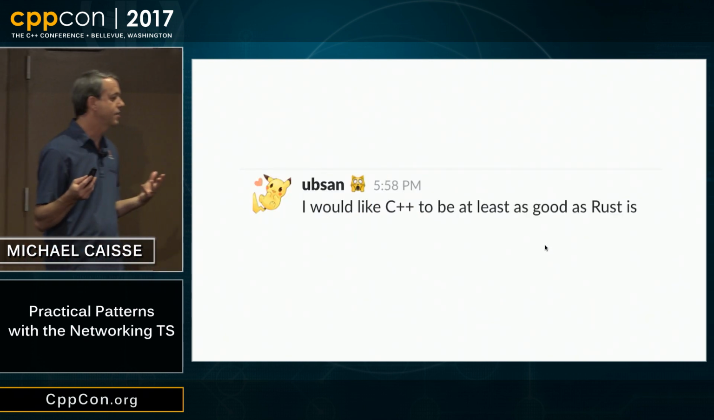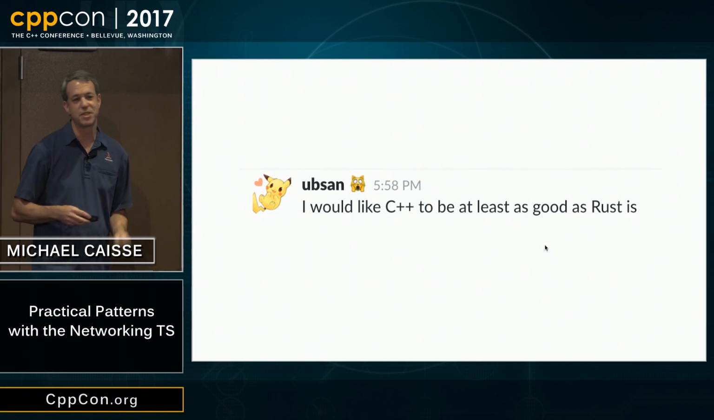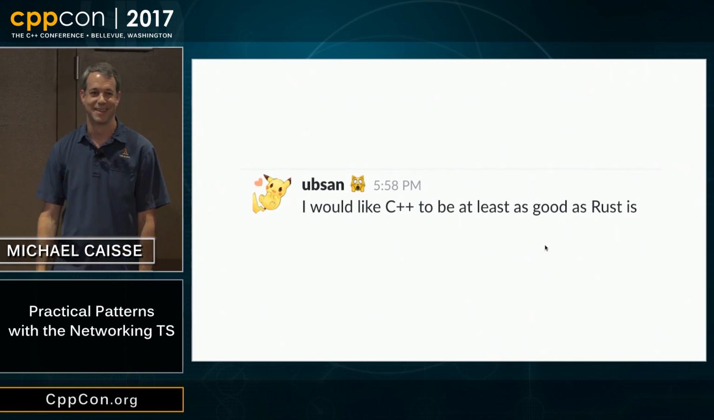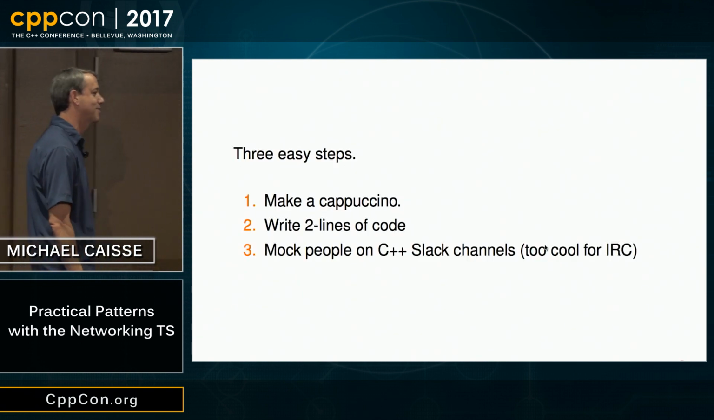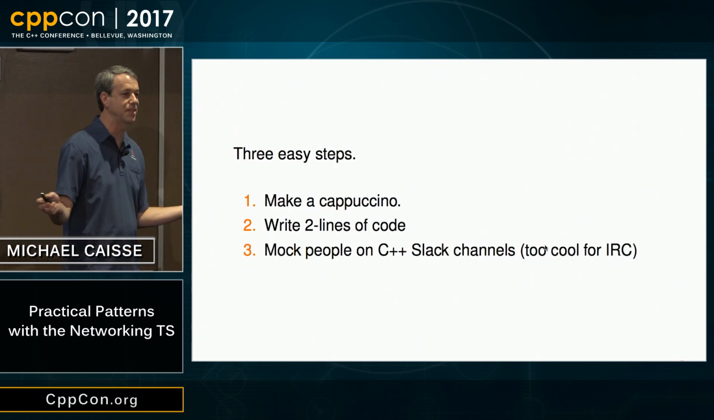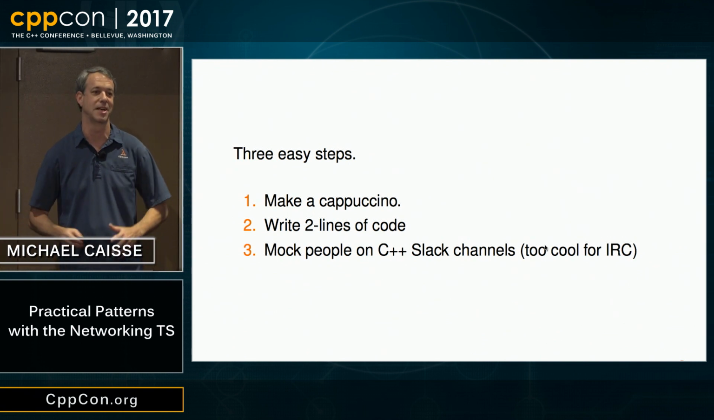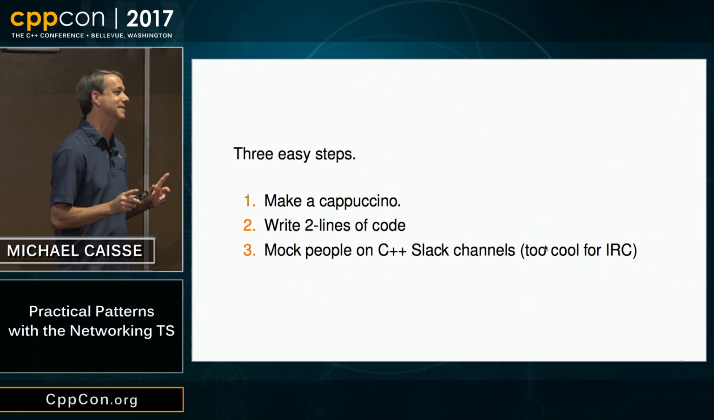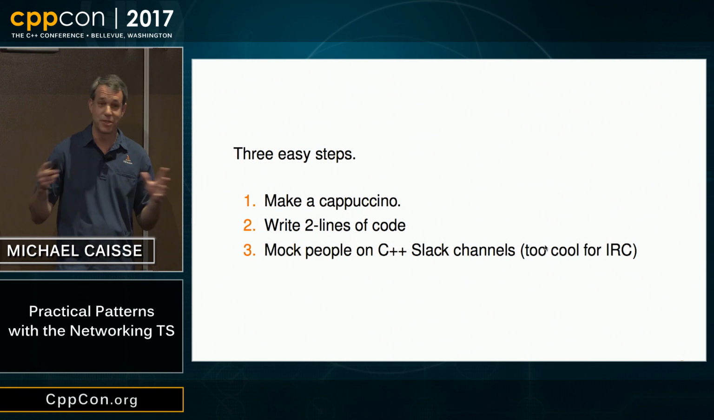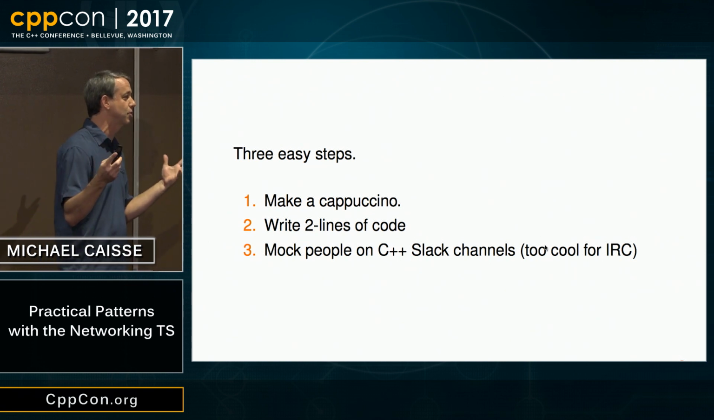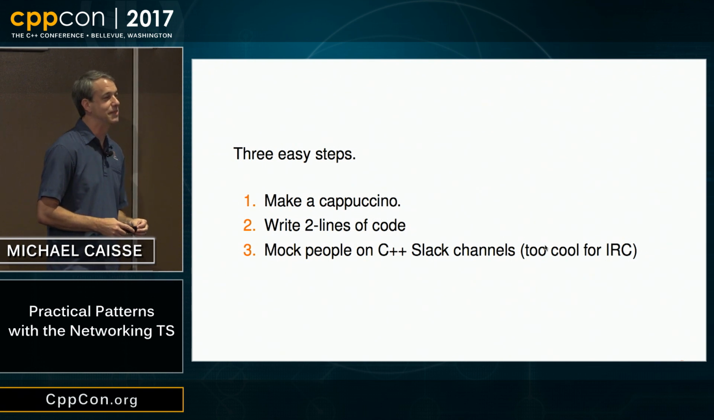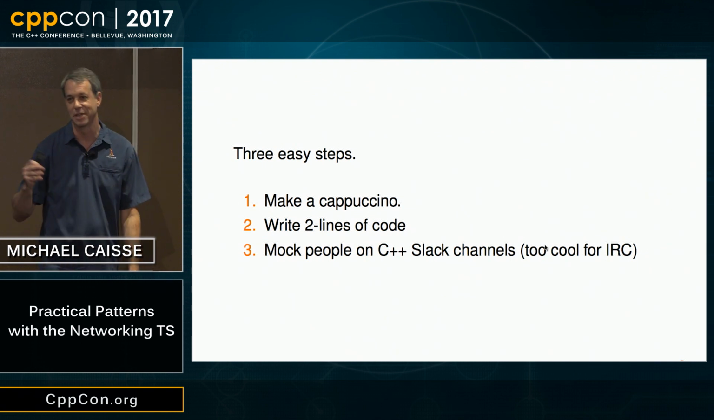Of course, for us, the 3 easy steps would be we should probably just use Rust, right? That's what Nicole would say, just use Rust. So in Rust, what would we do? We'd make a cappuccino first because we don't need all 3 steps in Rust. That's where we would begin. Then we would write about 2 lines of code, and we would then mock everybody on social media that wasn't writing this in C++ or something.